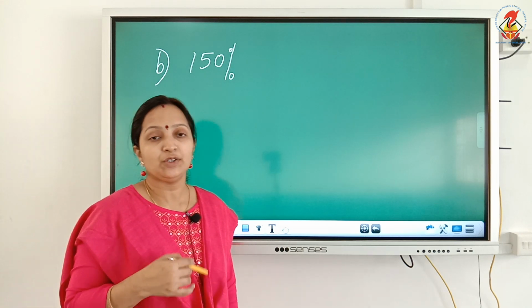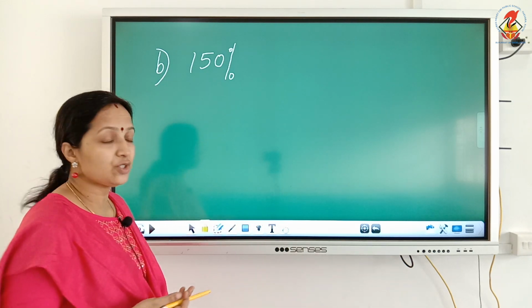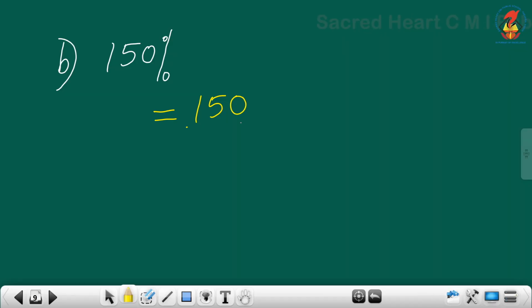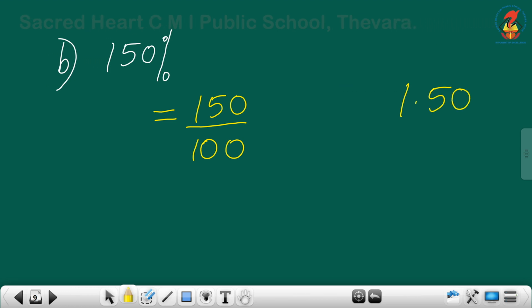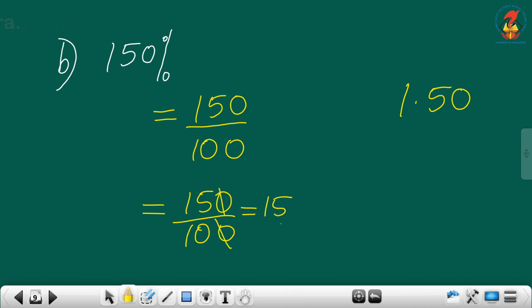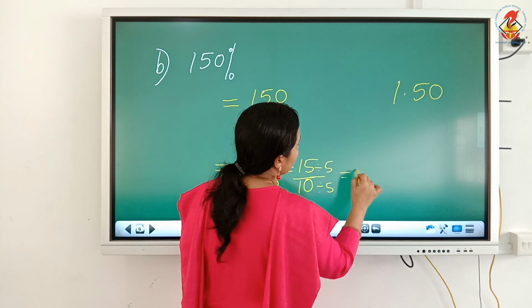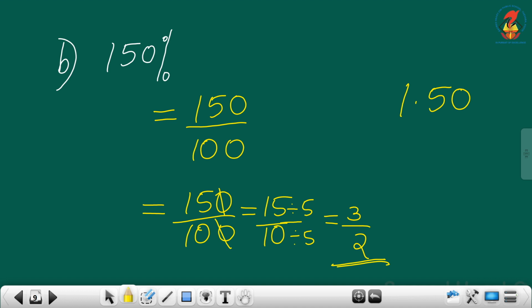First you convert this percent into a fraction. What do we have to do, children? Just drop the percentage sign and just multiply with 1 by 100. That means 150 by 100. And what will be the decimal number? 1.50. The decimal part will be 1.50. And just find out the lowest term of the fraction, 150 by 100. You can cancel a 0, it will become 15 by 10. Just find the lowest term, divide the numerator and denominator by 5. What answer you will get? 3 by 2. I hope it's clear now.